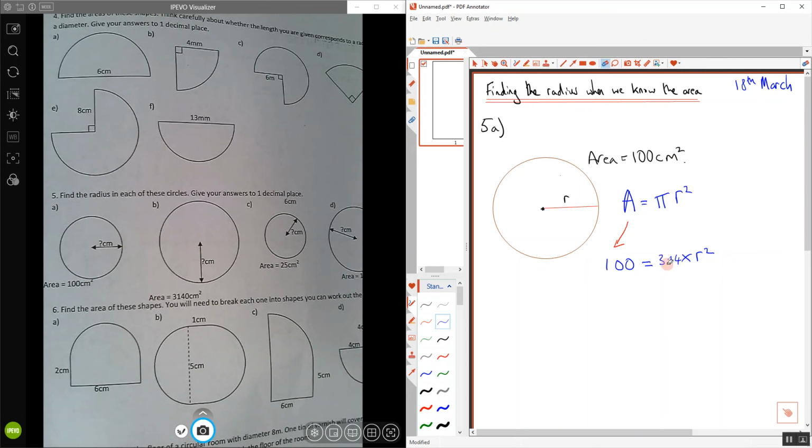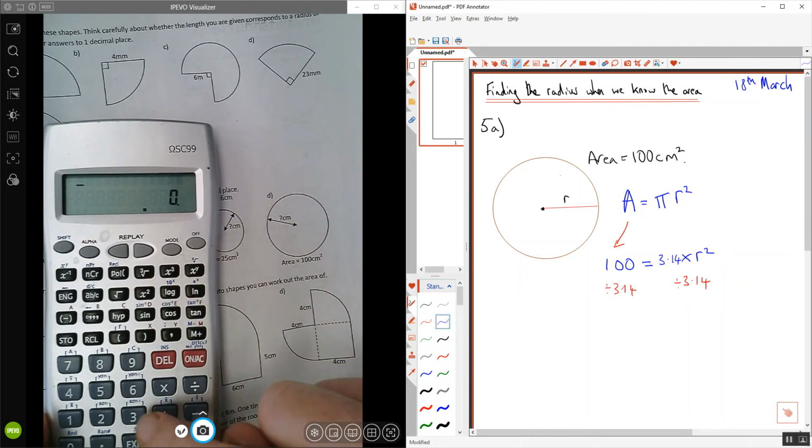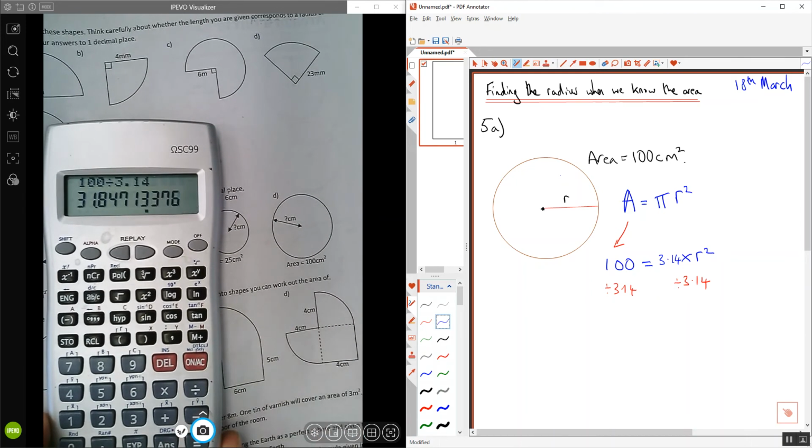How are we going to find out what r is? I'm just going to tidy this up. How are we going to find out what r is? What could we do? Yes, Dana. Right, we're going to divide, first off, both sides by 3.14. Cool. I'm going to use my calculator. So I've got 100 divided by 3.14.